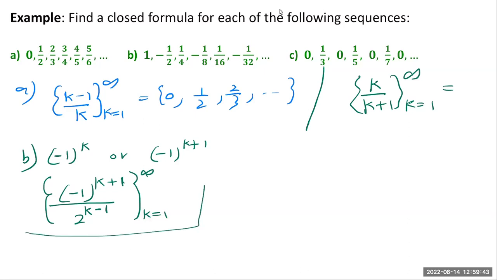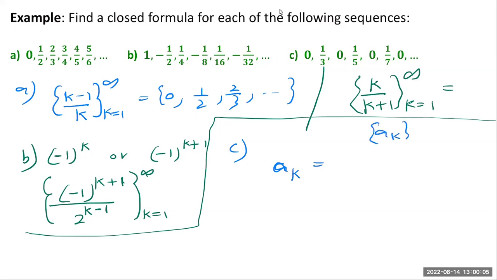What about the last part? Part C. Notice that in that sequence, all the odd terms are 0. First term is 0, third term is 0, fifth term is 0, so on and so forth. So I'm going to write a piecewise formula for your a_k. a_k is the general term, okay? So here is my piecewise sequence.